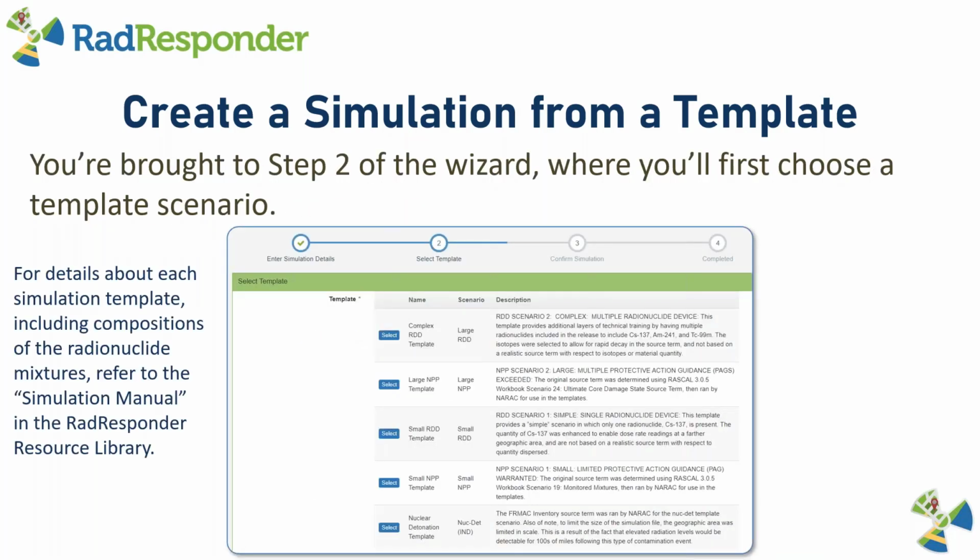You're brought to step two. You'll first select the template scenario you want to use. Like I mentioned before, there are going to be 5 different options here: a complex and a simple RDD, and then a large and small MPP scenario, and then a nuclear detonation template as well. So I'll make one of these selections. Of course, we provide descriptions, as you can see in the table, for each of these scenarios. If you'd like some more details about each simulation template, including the compositions of the mixes, that information is available in the simulation manual.